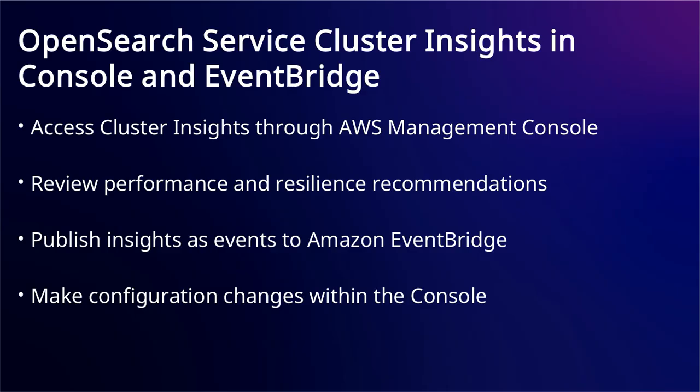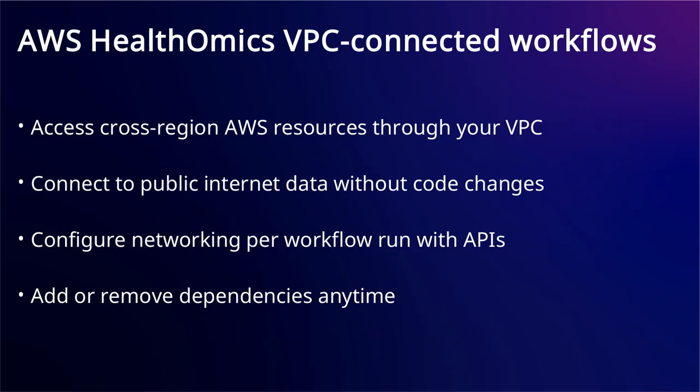Running bioinformatics pipelines previously required migrating data and dependencies to the same AWS region as your workflow, creating delays and complexity in your analysis process. AWS HealthOmics now supports VPC-connected workflows to eliminate these constraints. You can access AWS resources across regions through your virtual private cloud without modifying workflow code or moving data between regions.